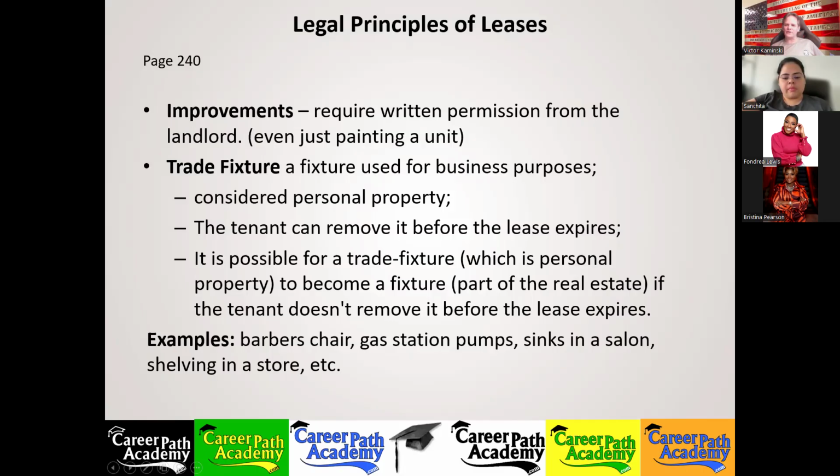Can a tenant, if they put in an improvement like a fixture like that, can they take it with them when they leave?